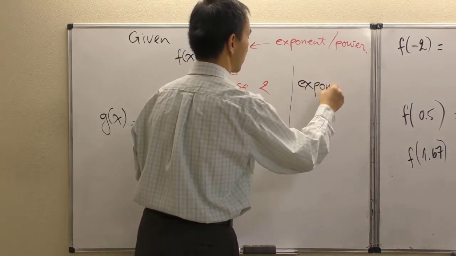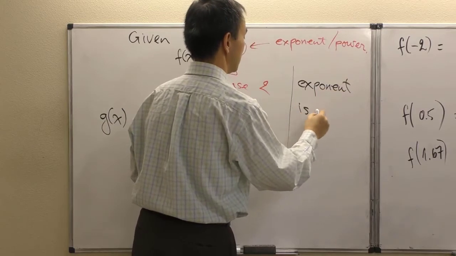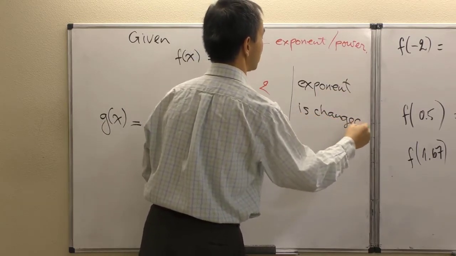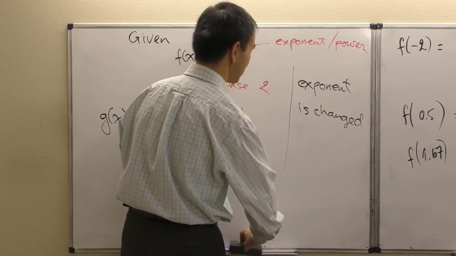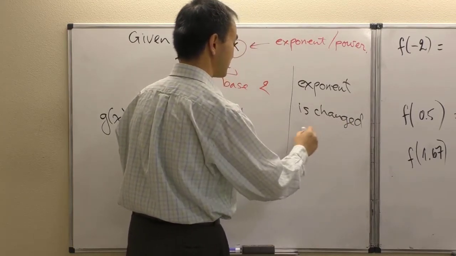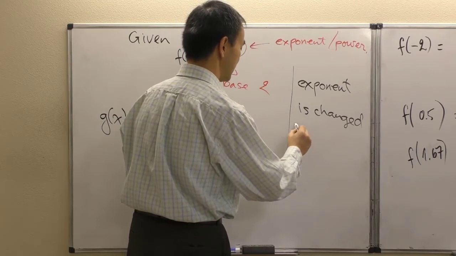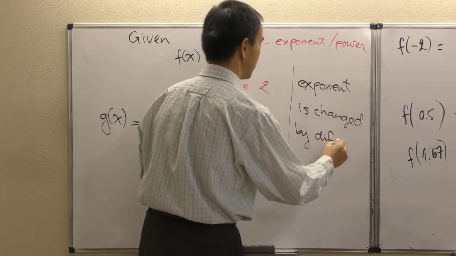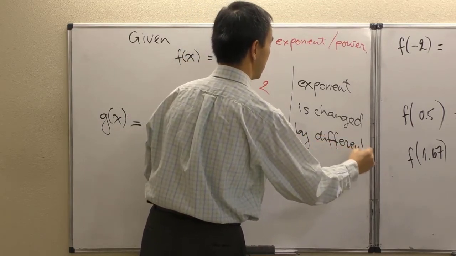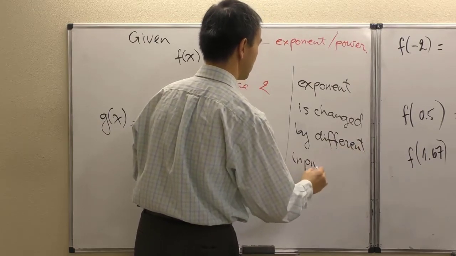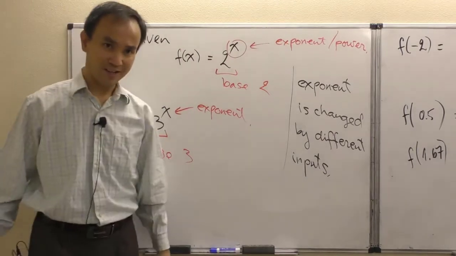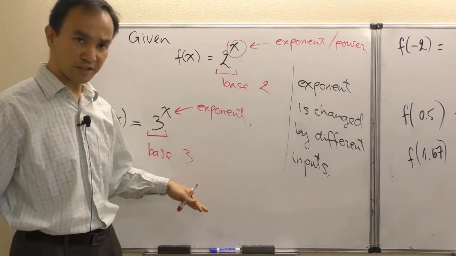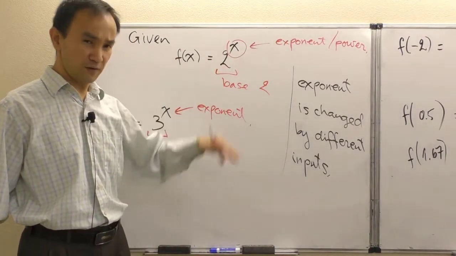The exponent is changed by different inputs. All right, so we change the exponent from one input to another input. And that's the idea. So that's one similarity, one thing in common between these functions.